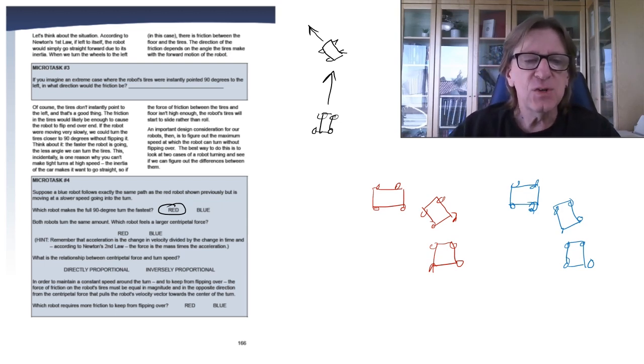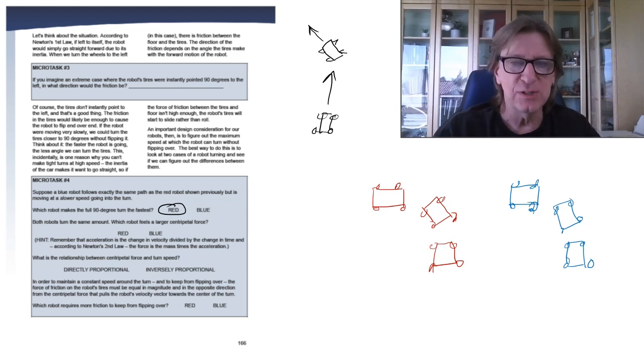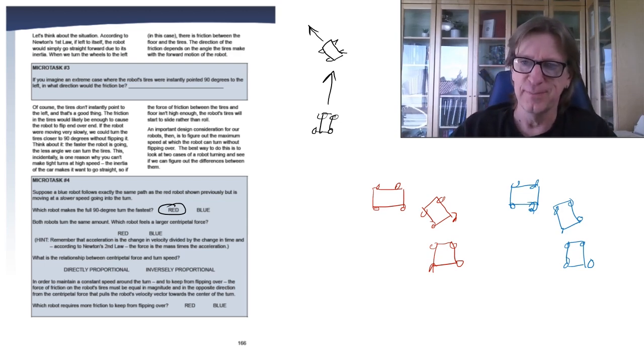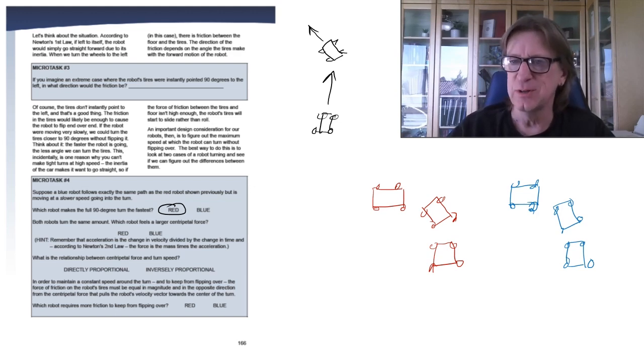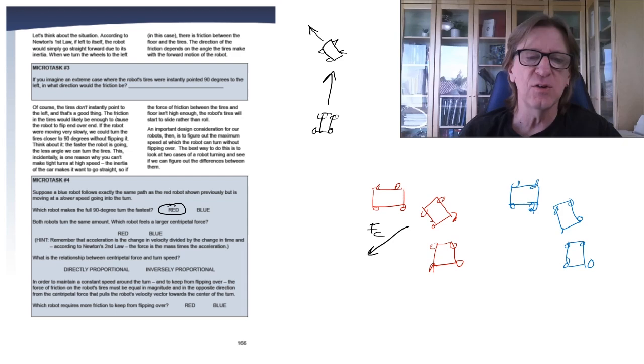Okay, so given that then, which robot must be feeling a larger centripetal force? That one's a little tricky. Maybe think about it. Remember that it is the centripetal force that's making it turn, right? So that means there must be a greater force pulling in on the red one in order to make that turn. So the red robot must be experiencing a larger centripetal force.